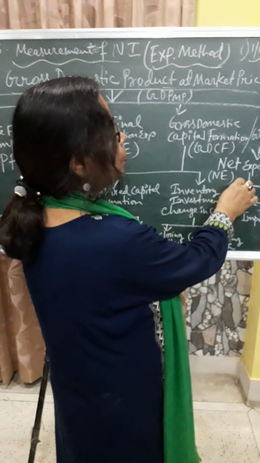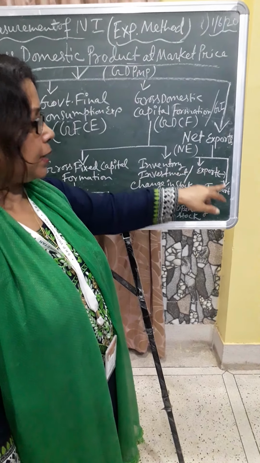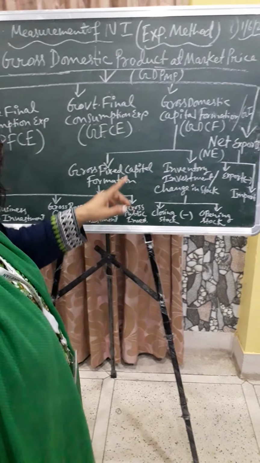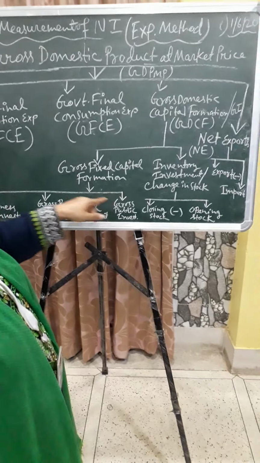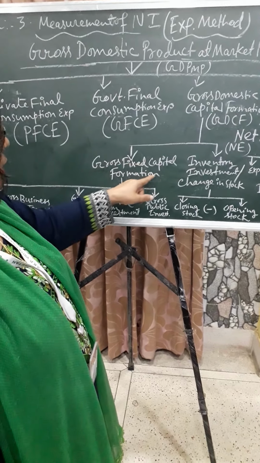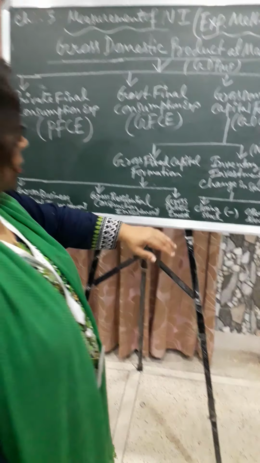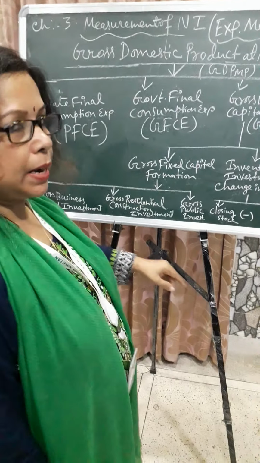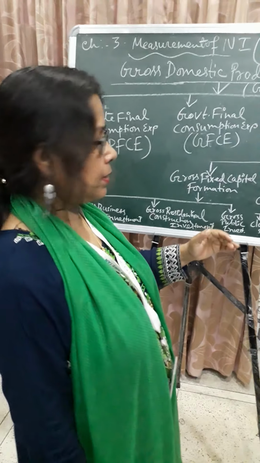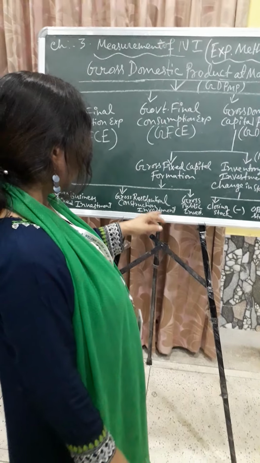So now, how is net exports calculated? It is the difference between the export and import. Next, you see that the gross fixed capital formation has three subdivisions, three parts or three categories. So what are the categories?